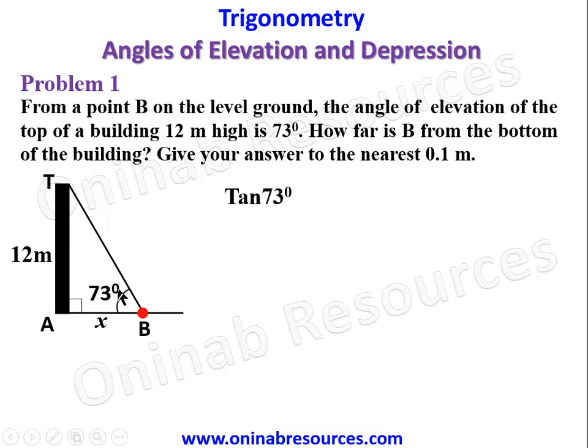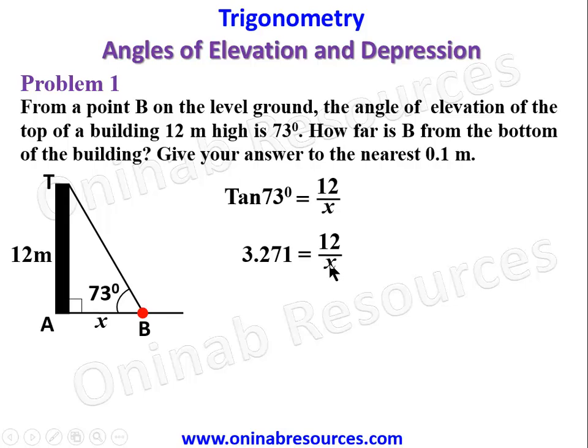So we say tan 73 degrees is equal to opposite over adjacent, that is 12 over x. So we have tan 73 degrees is equal to 12 over x. Now we need to look for the tangent of angle 73 degrees, either from our calculator or from a mathematical table. You have it as 3.271, which is still equal to 12 over x.